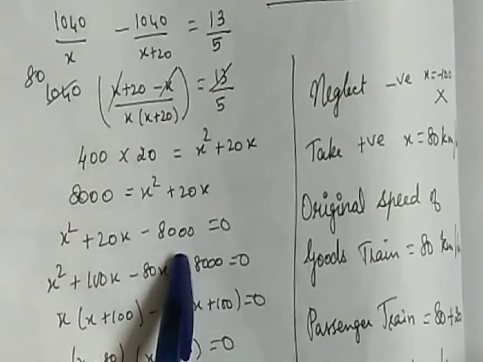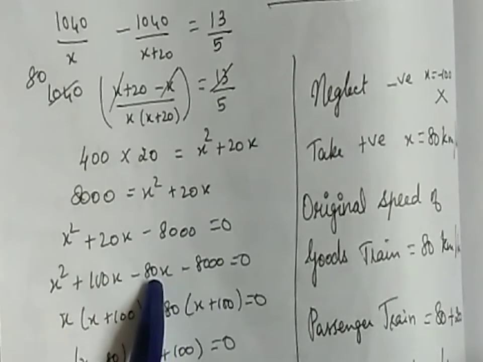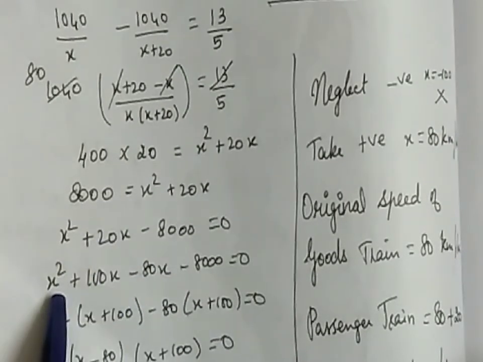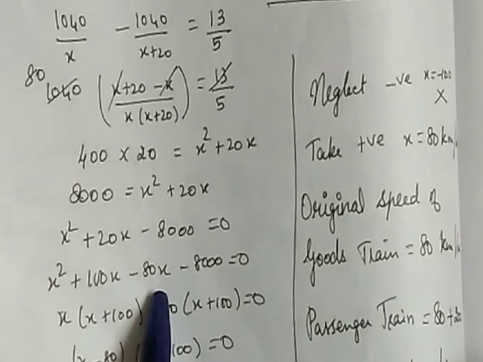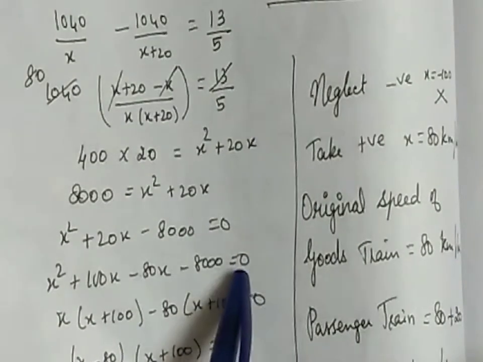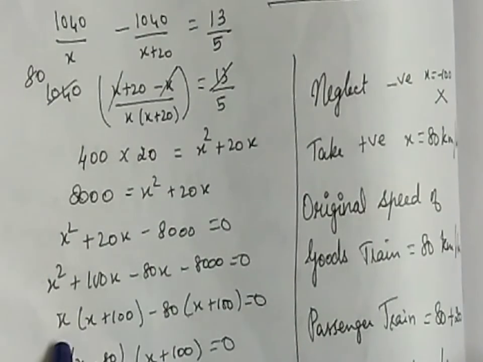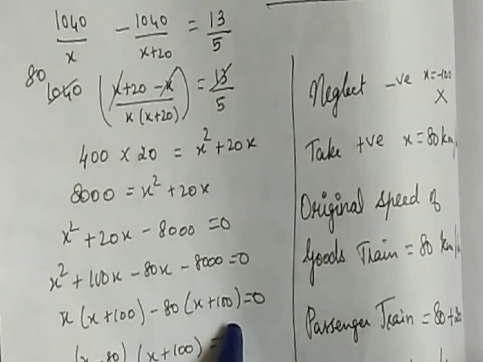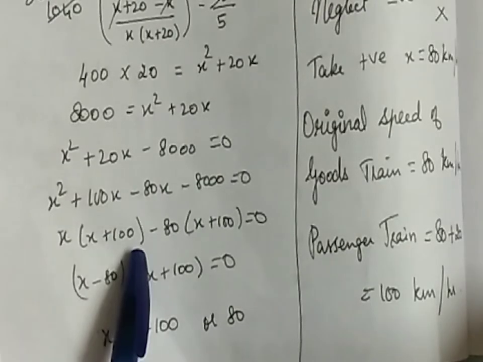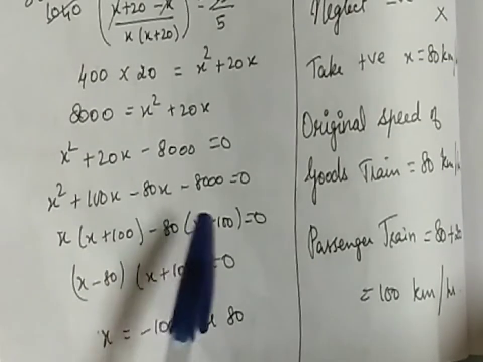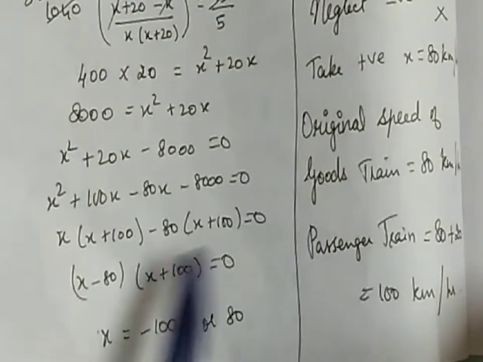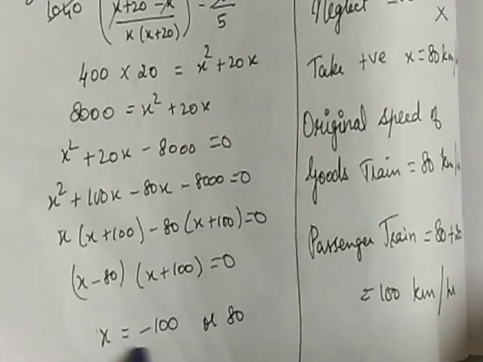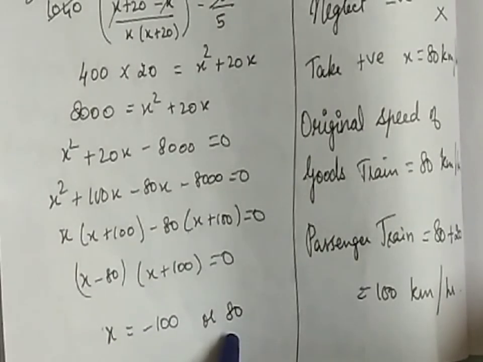Now 8000: 100 into 80, you will get 8000. 100 minus 80, 20 you will get. So x squared plus 100x minus 80x minus 8000 is equal to 0. Now take common x in the bracket, x plus 100. Same way, 80 common, x plus 100 in the bracket. So you will write x into x plus 100 minus 80 into x plus 100 is equal to 0. Now x minus 80 into x plus 100 is equal to 0. Therefore, x is equal to minus 100 or 80.